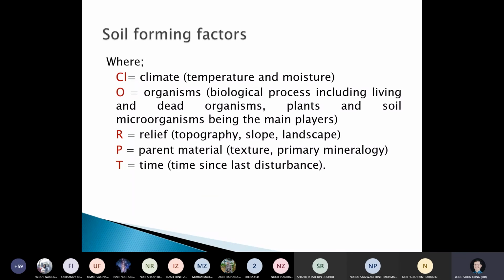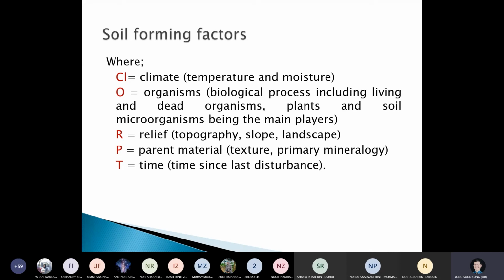Just to recap, what are those five factors? Number one, CL means climate. In terms of climate, there are temperature and moisture. For O, that means organism, which is the factors influenced by the biological process that causes this weathering process. So it's either due to plants or maybe microorganisms.